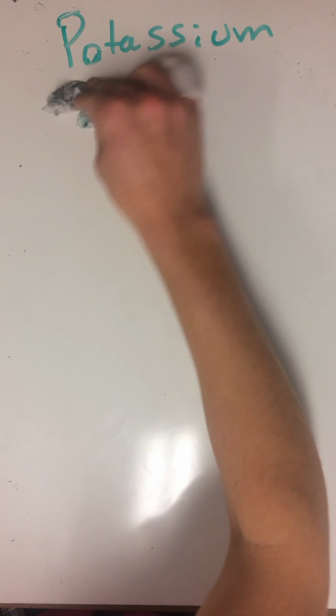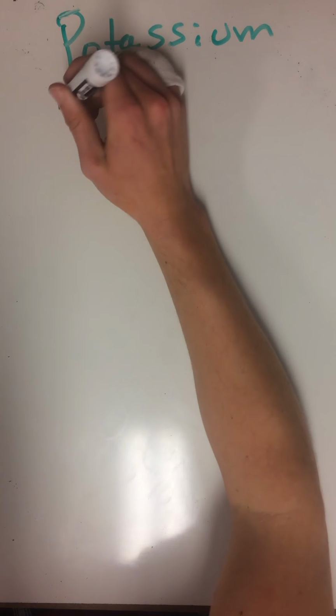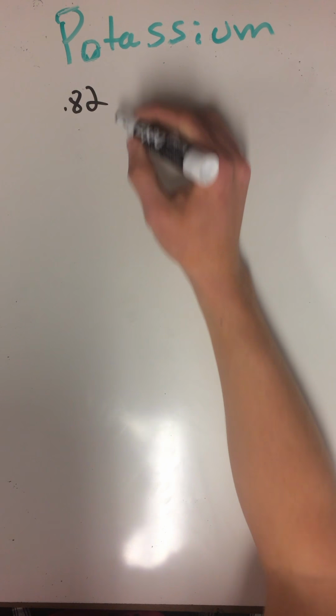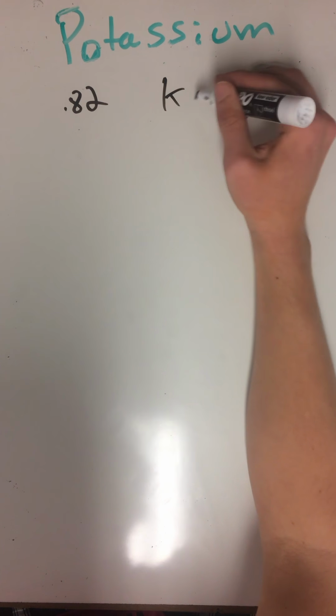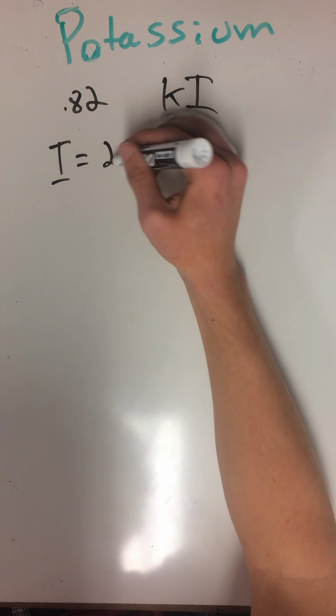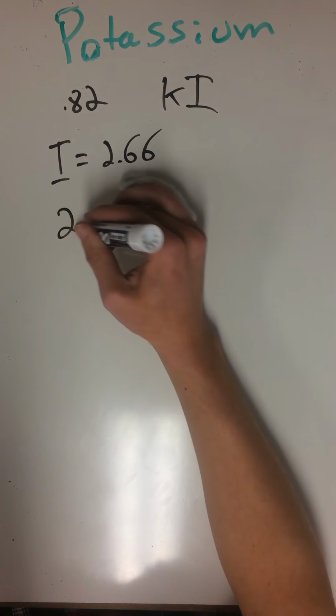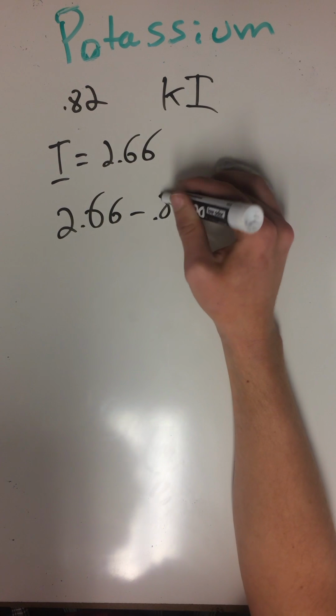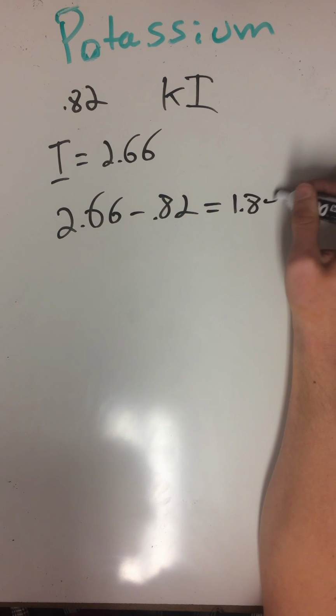The polarity of a bond between potassium and another element in a molecule can be found by using the electronegativity of potassium, which is 0.82. So we're going to do potassium iodide. Iodine has electronegativity of 2.66. So 2.66 minus 0.82 is 1.84.